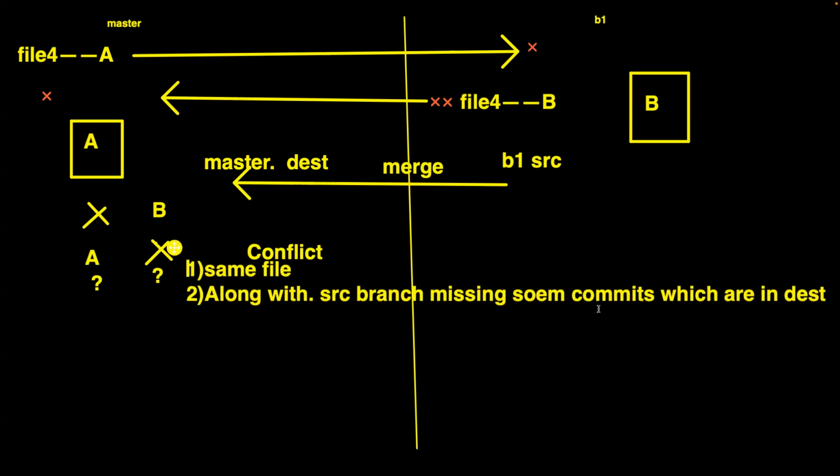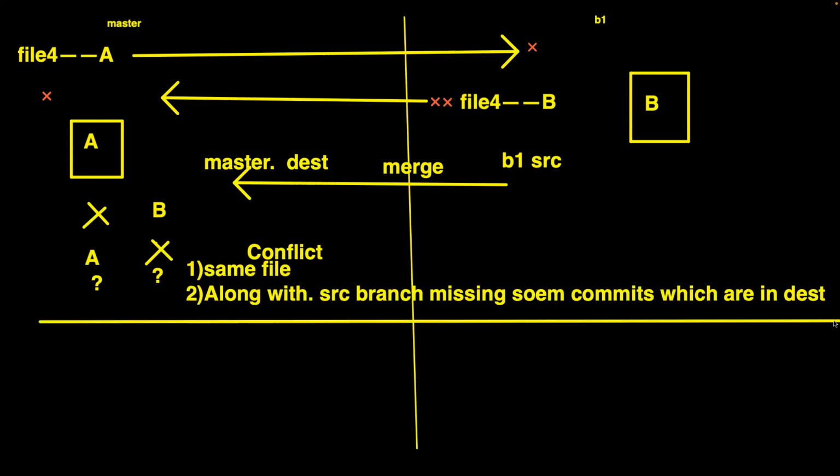What is the source branch here? B1. So which commit is missing in B1? Commit A. A is missing. That's why you get a conflict. Let me write another scenario so that you can relate to this better, so you can understand this better.